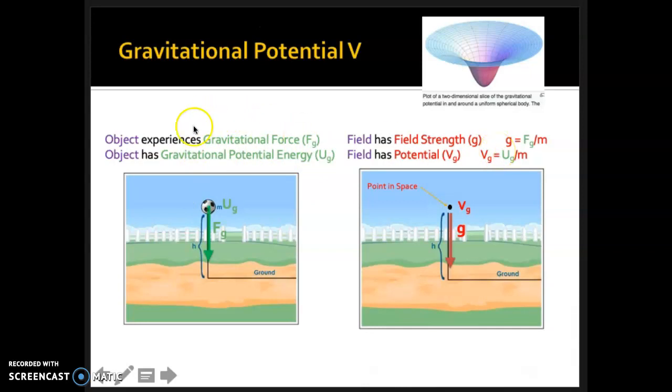Now we're talking about properties of the object. That's the object. Now let's talk about properties of this point in space with no soccer ball anymore. It's just a point in space. Is there a field there? Yeah, because if you put an object there, there would be a force on it down. So the gravitational field at that point is down.